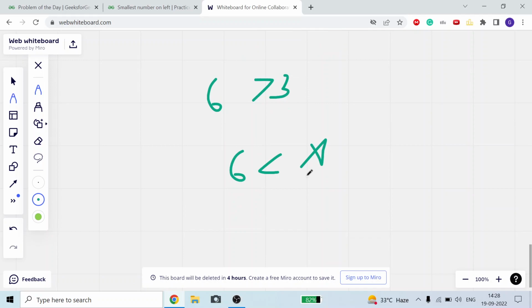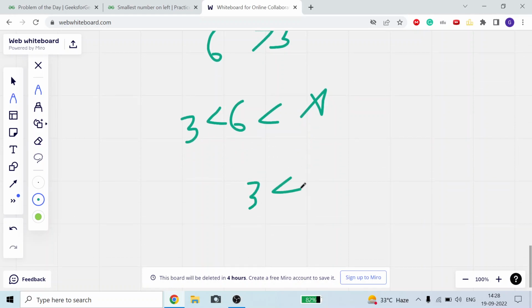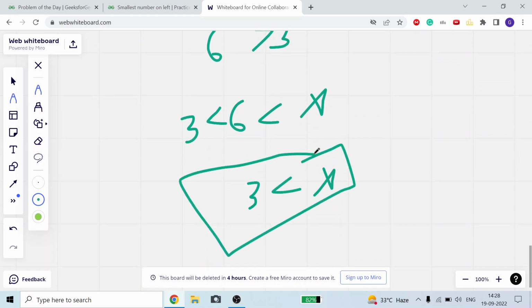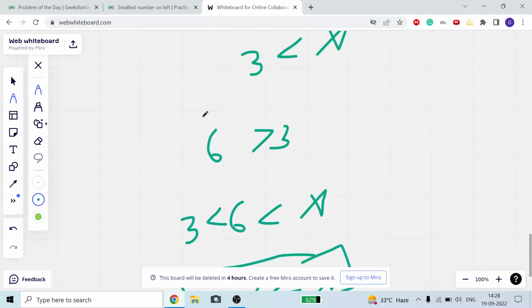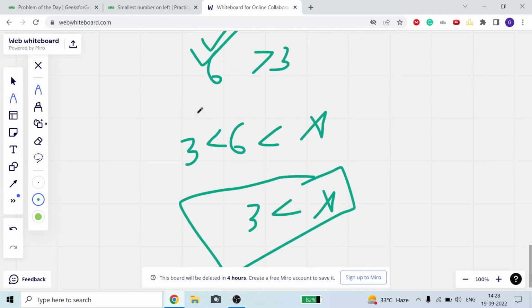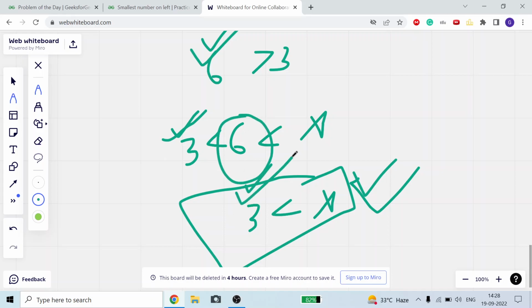Okay, so what I can say is this: 6 is greater than 3 and 6 is less than x, so either way I can say 3 is less than x as well. For a particular number, if 6 fulfills my condition, then 3 will also fulfill it. Because 6 is greater than 3 and x is greater than 6, or we can say 6 is less than x and 3 is less than 6, so 3 will always be less than x as well. If for a particular x, 6 is less than x, then 3 will always be less than x. So for any case, if 6 can fulfill my answer, then 3 will also fulfill my answer.